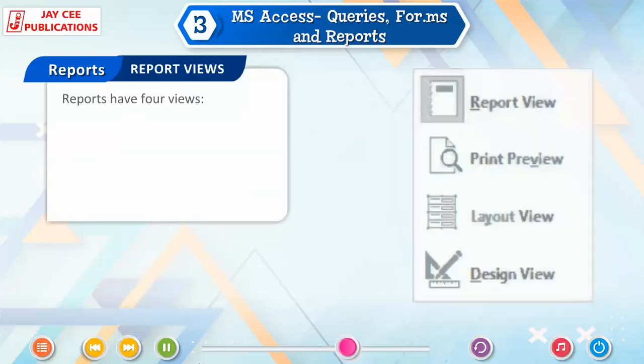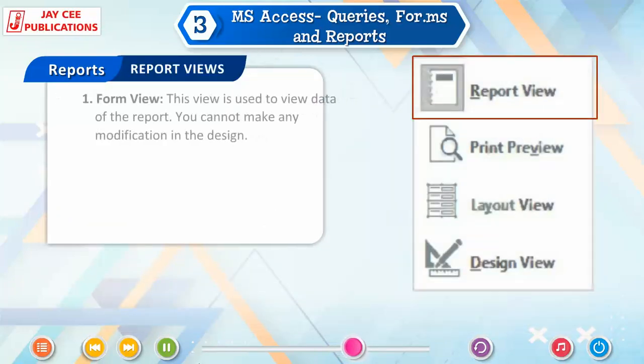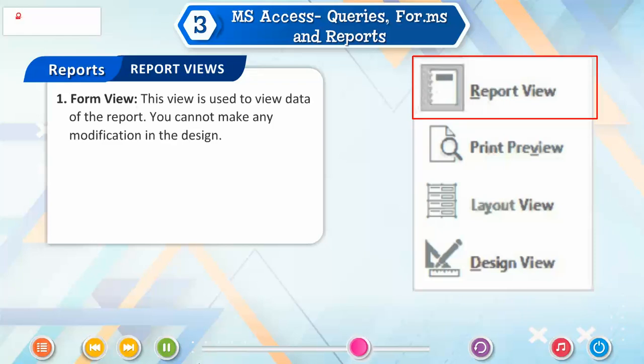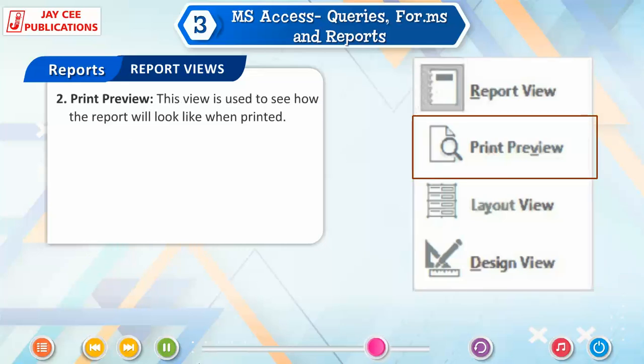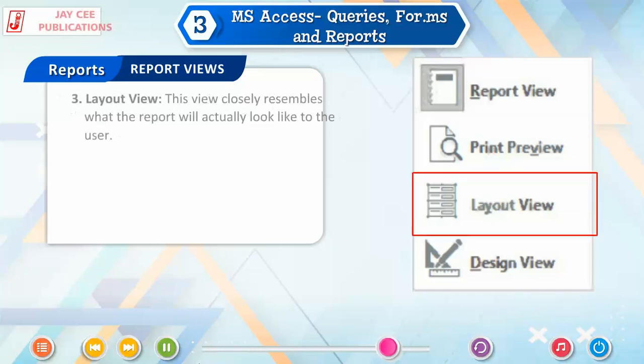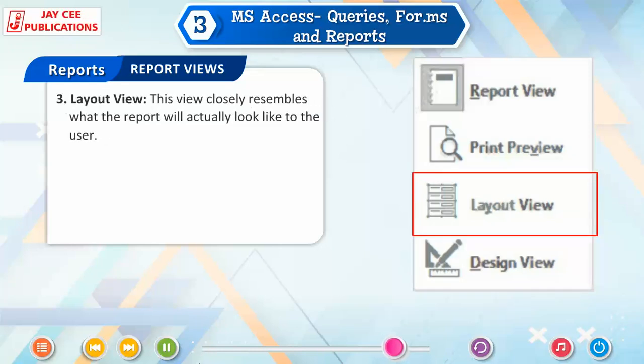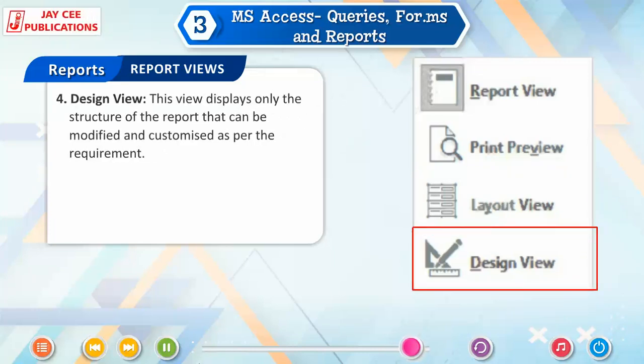Report views. Reports have 4 views. 1. Report view. This view is used to view data of the report. You cannot make any modification in the design. 2. Print preview. This view is used to see how the report will look when printed. 3. Layout view. This view closely resembles what the report will actually look like to the user. 4. Design view. This view displays only the structure of the report that can be modified and customized as per the requirement.